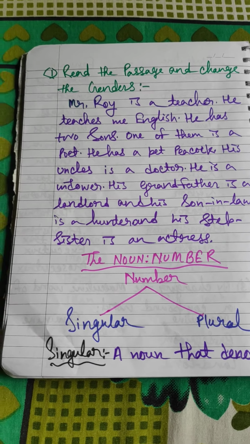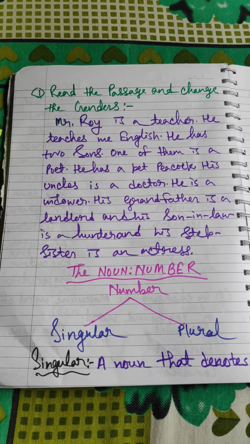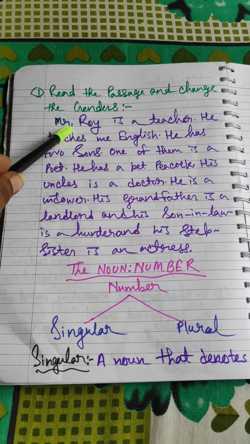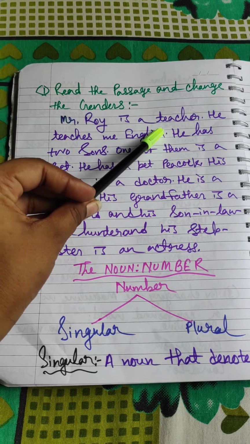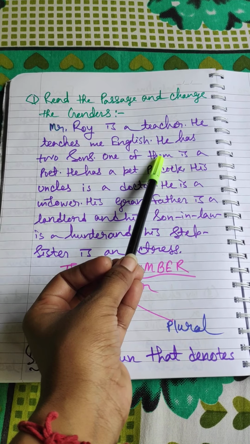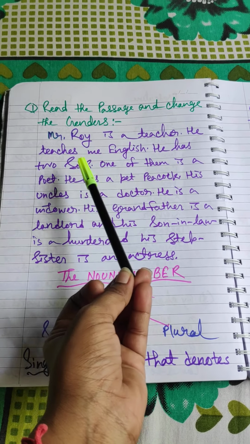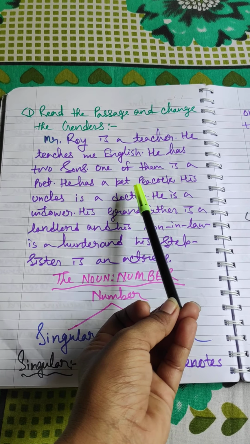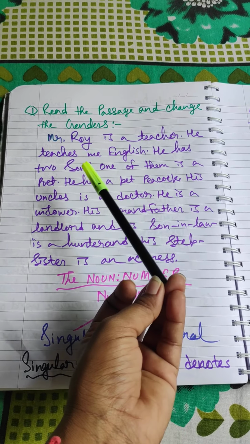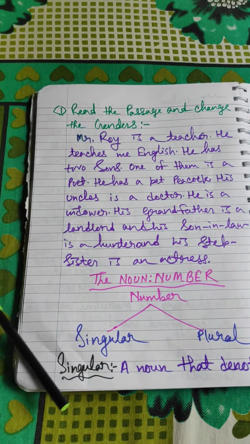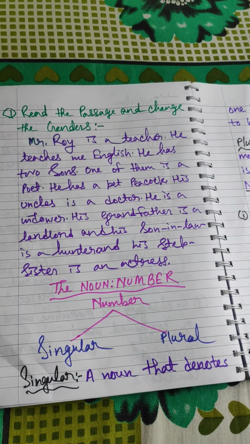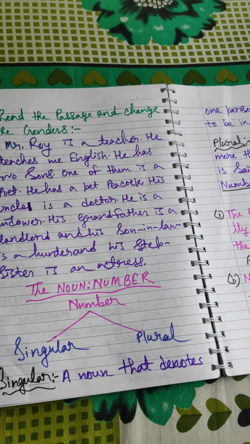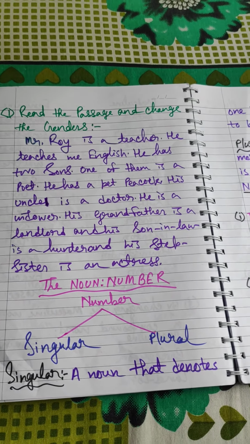Now you have to do one task in your copy, that is, read the passage and change the genders. Mr. Roy is a teacher. He teaches me English. He has 2 sons. One of them is a poet. He has a pet peacock. His uncle is a doctor. Here it will be uncle. The S is cut over here. His uncle is a doctor.